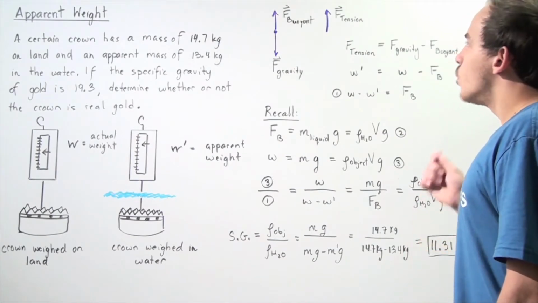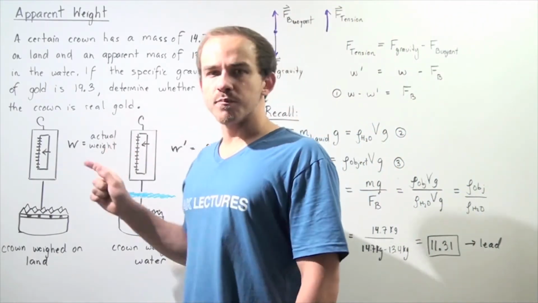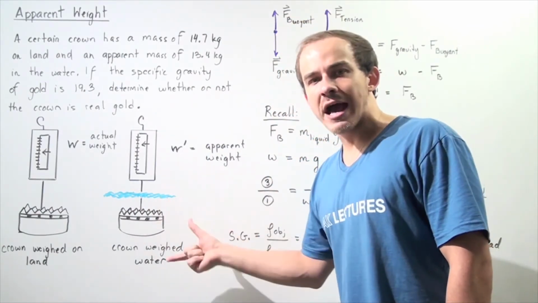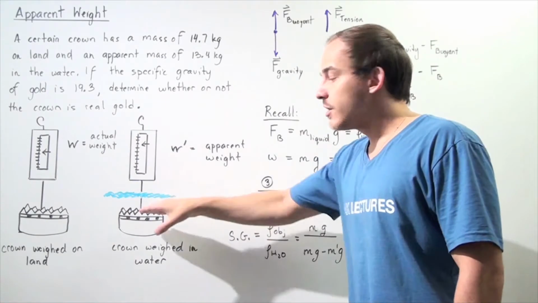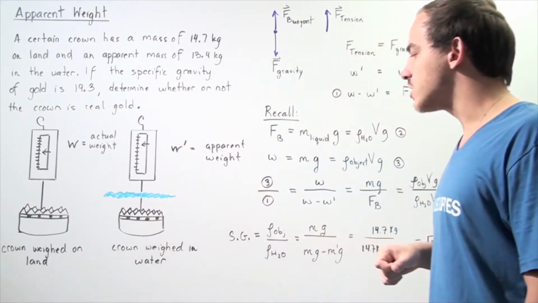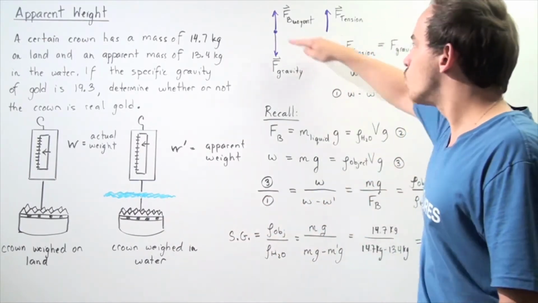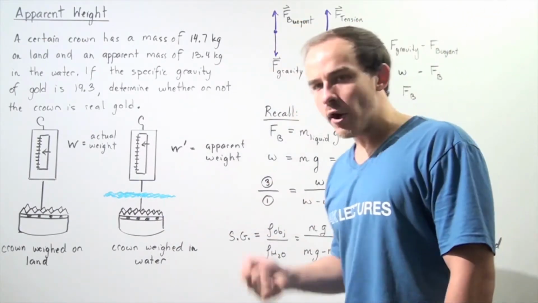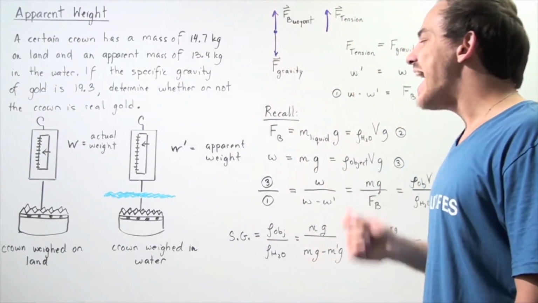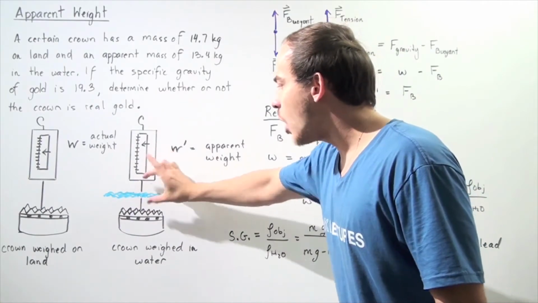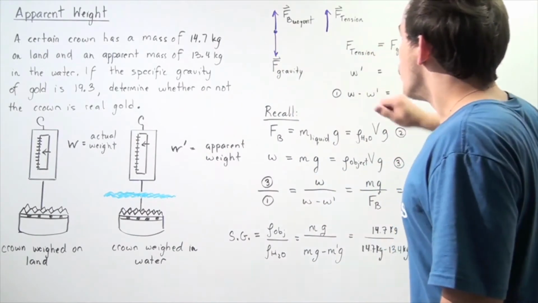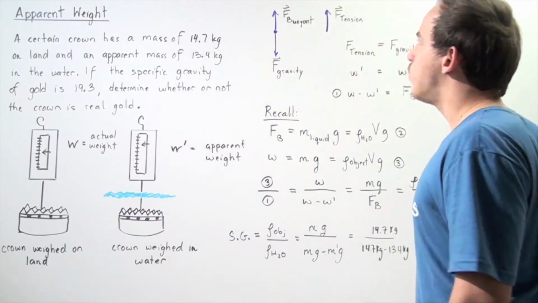In the first step, we want to examine diagram 2, and we want to look at all the forces acting on our crown inside the water. So what are the forces acting on the crown inside the water? Well, we have the force of gravity, which is pulling downward. We have the buoyant force created by the fluid pressure, which is pointing upward. And we have the tension in our rope, which is connecting the scale and the crown. So we have two forces pointing up, one force pointing down.